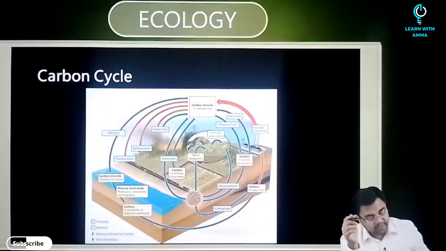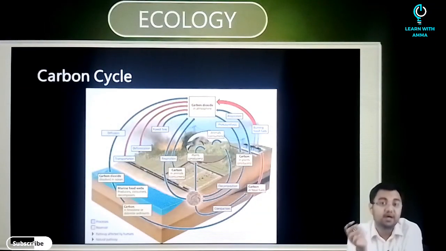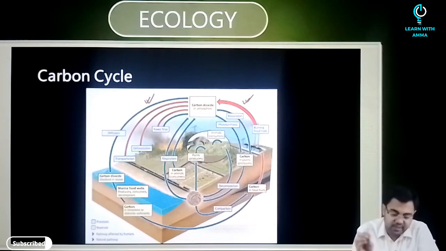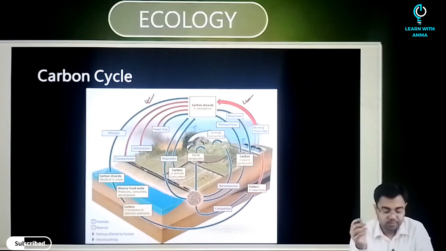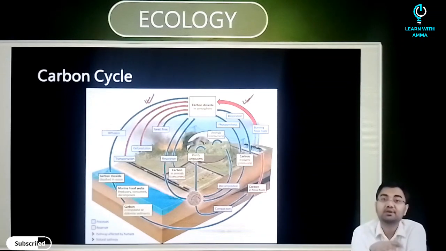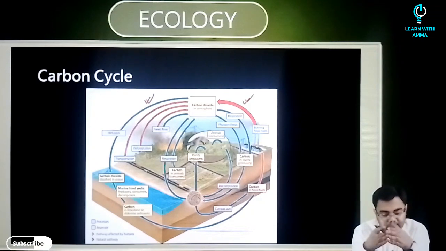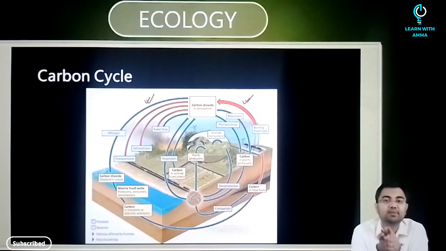Then the next cycle that we have is the carbon cycle. Now in the carbon cycle also, please note the red and the blue arrows, because this will help you understand what is natural and what is man-made. So talking about the carbon cycle, the very first thing is that we all know carbon is the basic building block of DNA, proteins, carbohydrates, all the other organic compounds which are necessary for life.